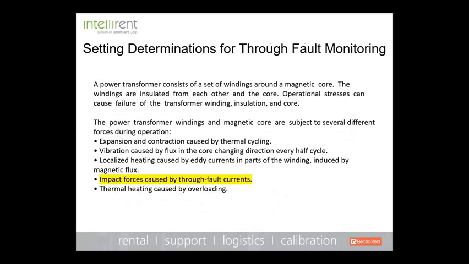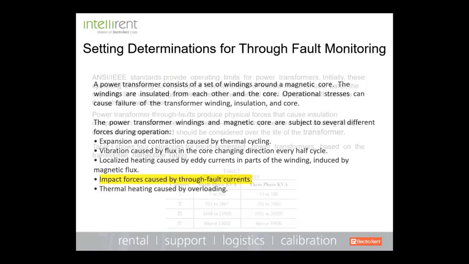So power transformers consist of a set of windings around a magnetic core, and these windings are insulated from each other. The transformer windings and the core are subjected to certain forces during operation. These forces can be expansion and contraction caused by thermal cycling, excessive vibration caused by flux in the core changing direction, localized heating caused by eddy currents in parts of the winding, and magnetic flux. Thermal heating caused by overloading can also damage the transformer. But what we're going to look at is the impact forces caused by through fault currents.